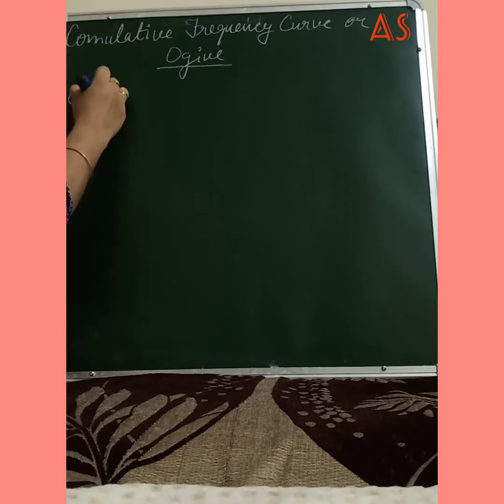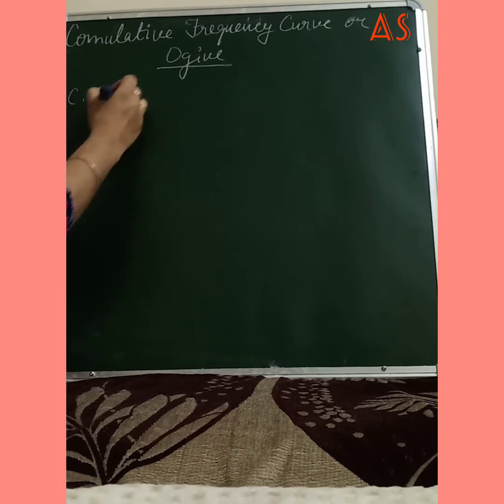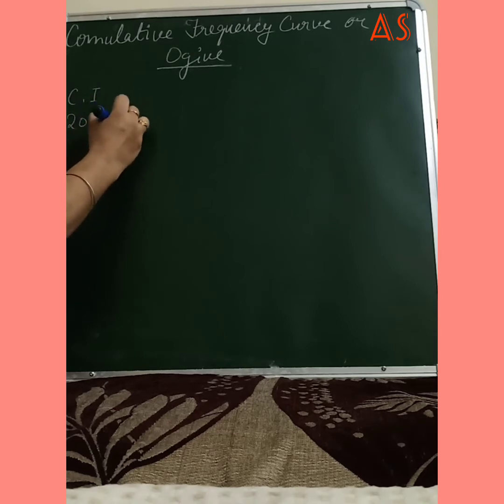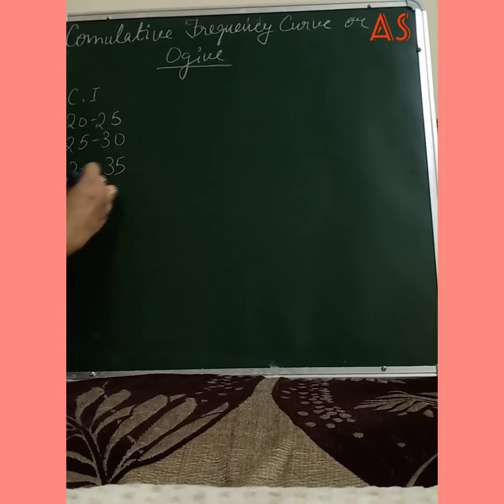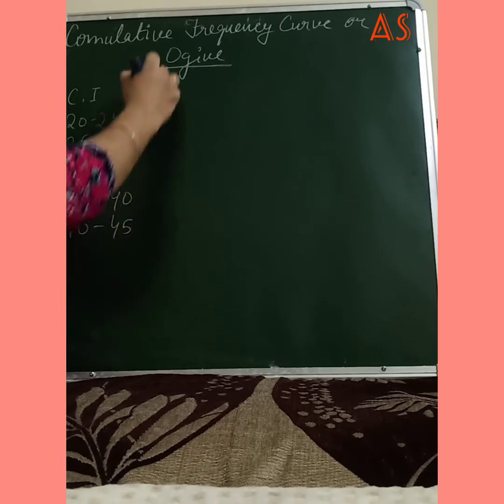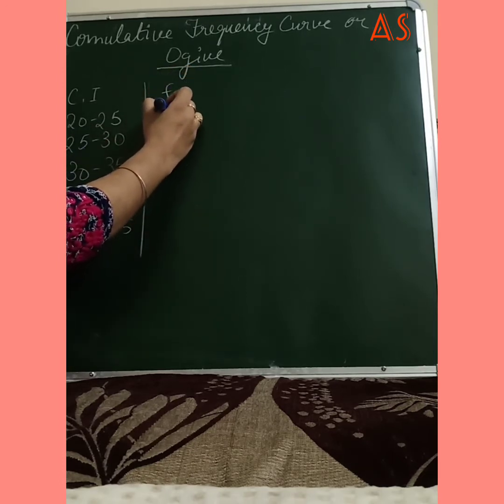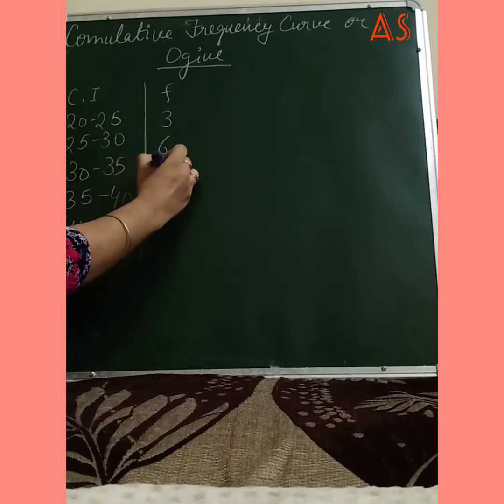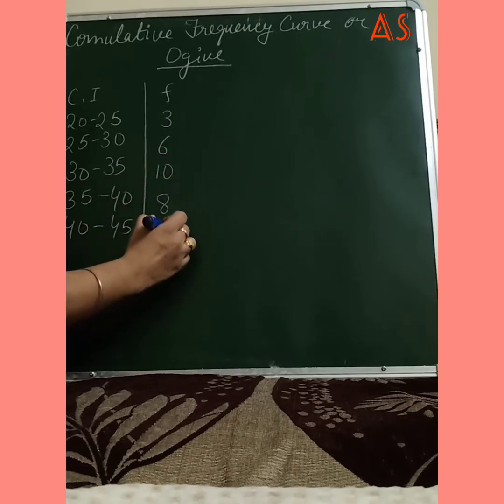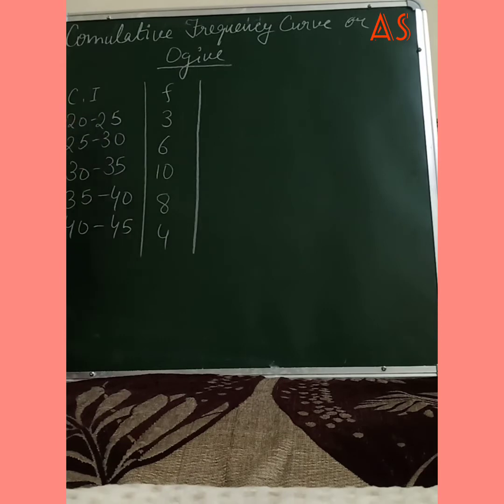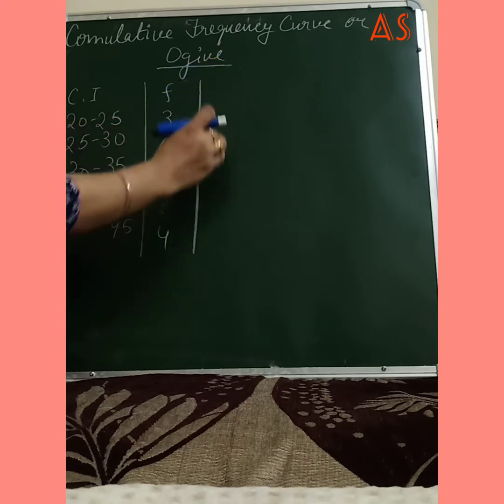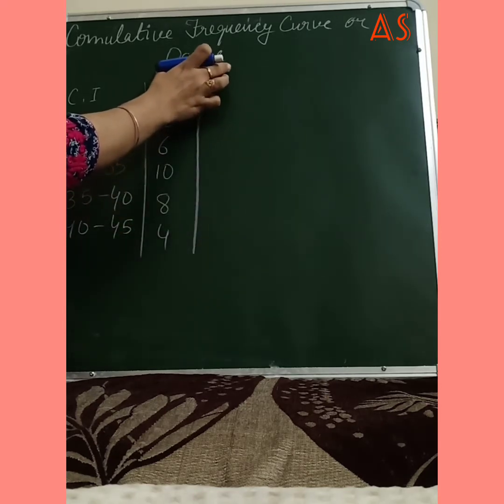Suppose the class intervals given are 20 to 25, 25 to 30, 30 to 35, 35 to 40, and 40 to 45. And the frequencies given are 3, 6, 10, 8, 4. So for the ogive, firstly we have to find the cumulative frequency. We are representing our graph of frequency with the help of the ogive.